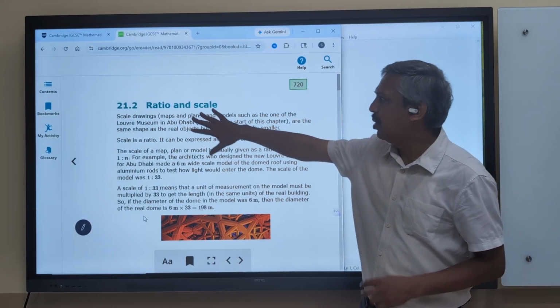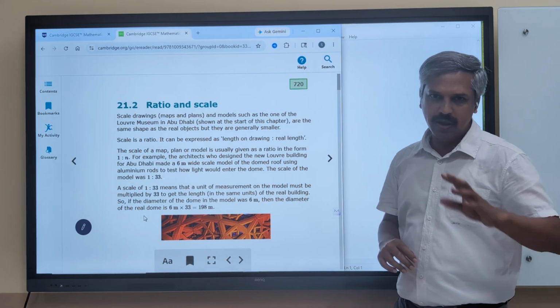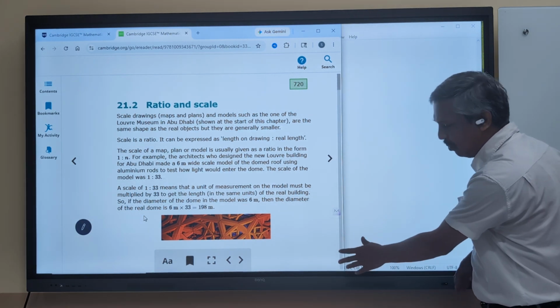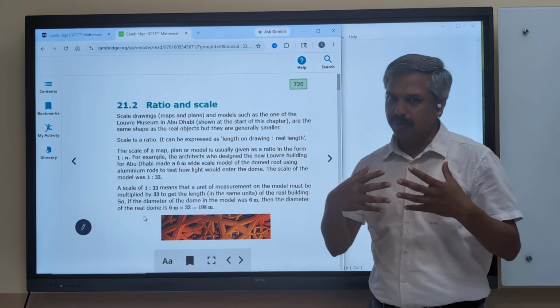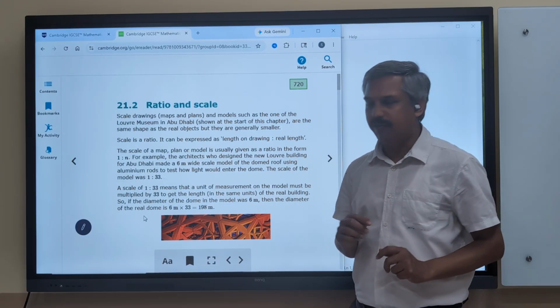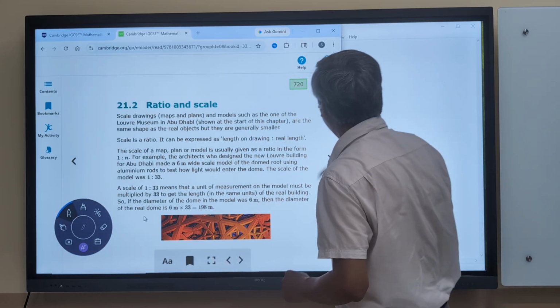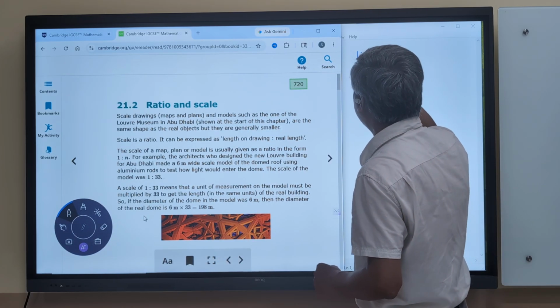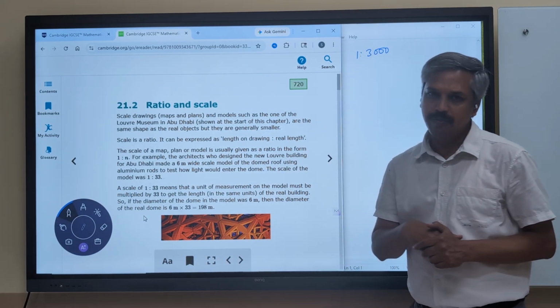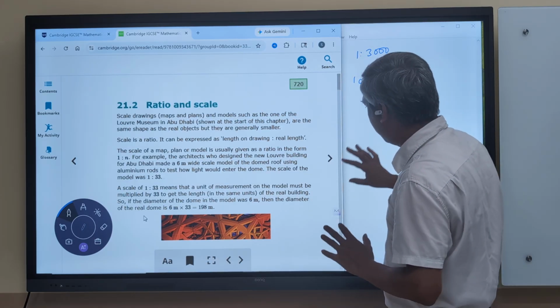If you want to check, you can go on to Google and check any map, literally any map. At the bottom, either left hand side bottom or right hand side bottom of that Google map, scale will be written, and it will be 1 is to 5,000, 1 is to 10,000, 1 is to 3,000, something. It means that 1 centimeter on the map.